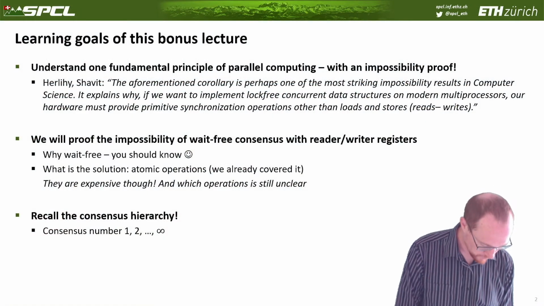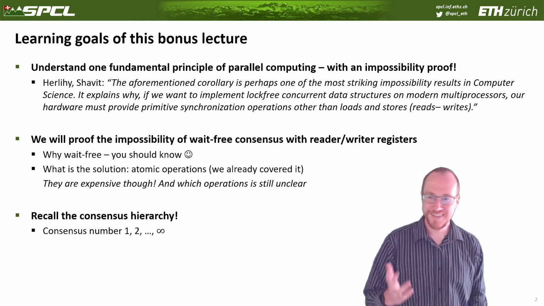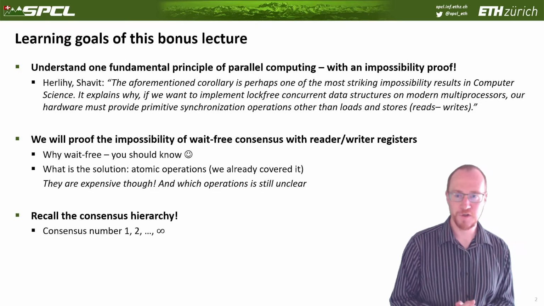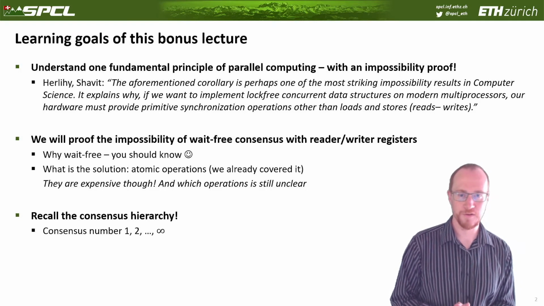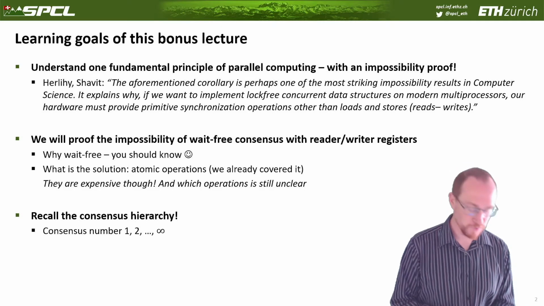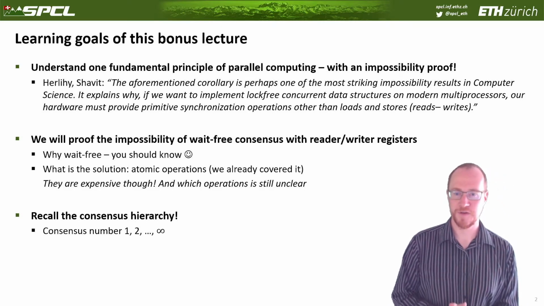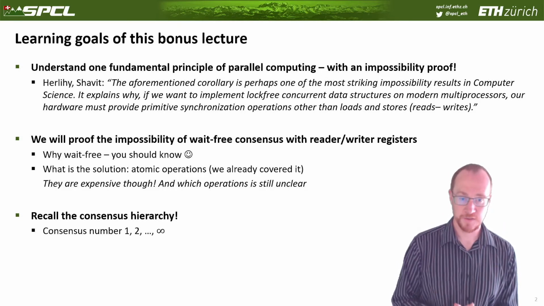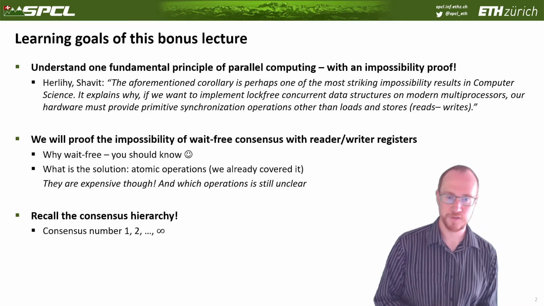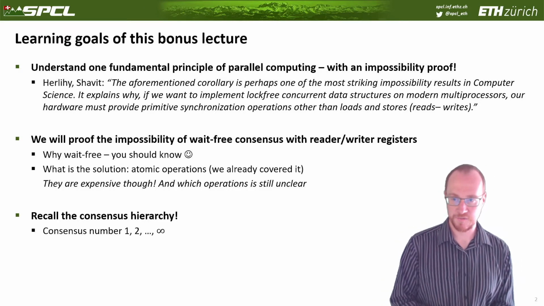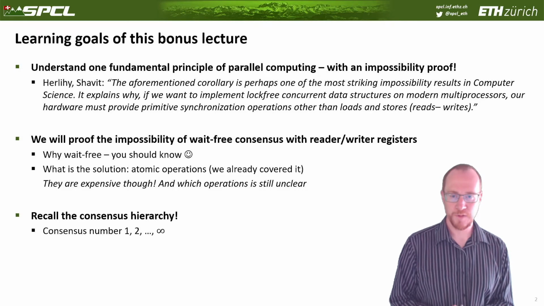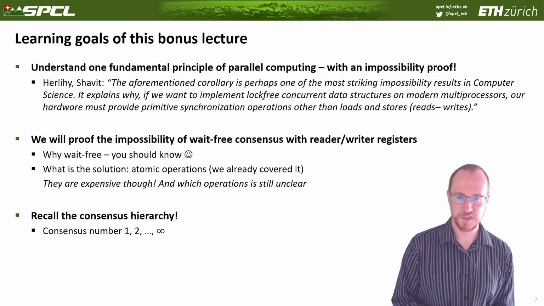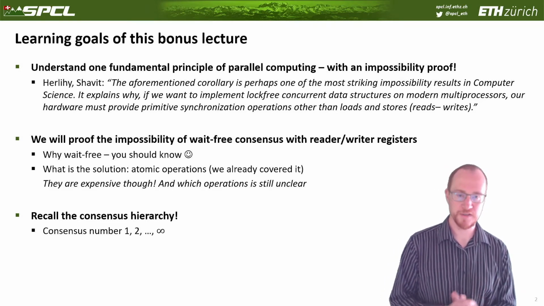So what I'm going to show in this bonus lecture is really trying to understand what Herlihy and Shavit in their book call one of the most fundamental principles in parallel computing. So these impossibility proofs. Let me just quote from their book. The aforementioned corollary is perhaps one of the most striking impossibility results in computer science. So this was in fact introduced by the authors, so this is what they say themselves about this result. It explains why, if we want to implement lock-free concurrent data structures on modern multiprocessors, our hardware must provide primitive synchronization operations other than loads and stores, in brackets reads and writes.